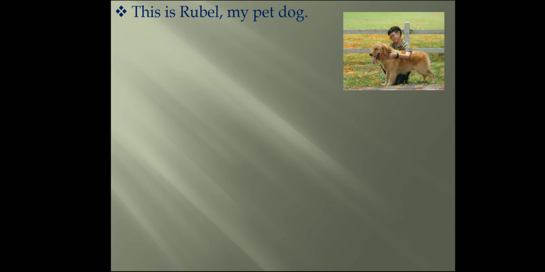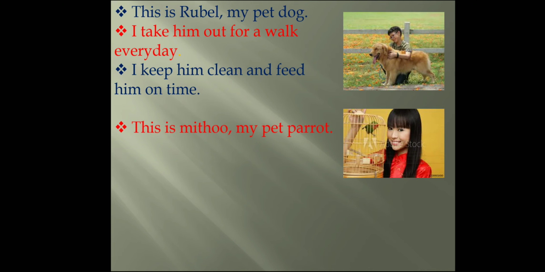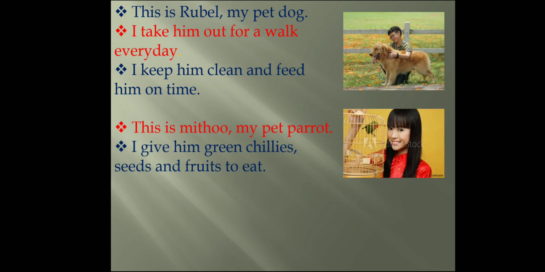See here, this is Rubel, my pet dog. That boy's pet dog, his name is Rubel. I take him out for a walk every day. I keep him clean and feed him on time. This is Mithu, my pet parrot. I give him green chilies, seeds and fruits to eat.